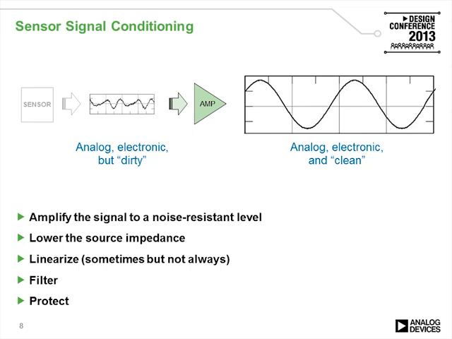But in order to get a usable signal, we need to improve that signal, typically with an amplifier that will then lower the source impedance, get rid of some of the noise, maybe linearize it, but then improve that signal so that it's much more usable for us in our electronic analysis.